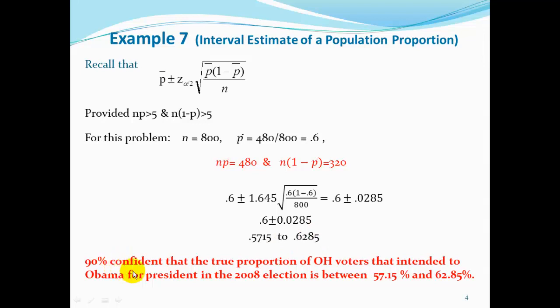So we can state that we are 90% confident that the true proportion of Ohio voters that intended to vote for Obama for president in 2008 is between 57.15% and 62.85%.